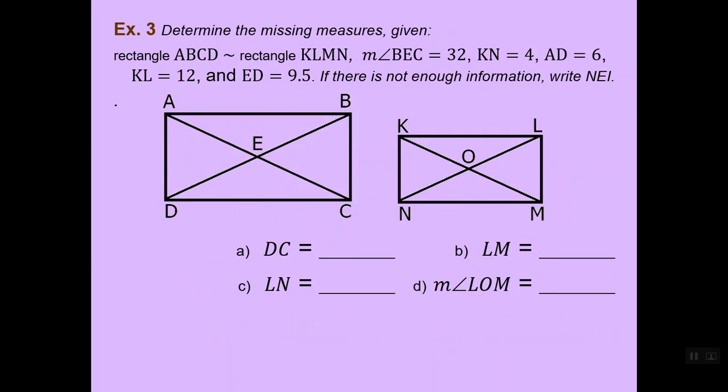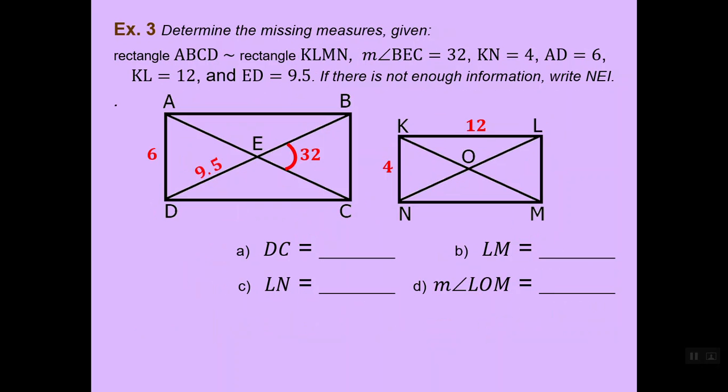All right, example 3. Here we're given rectangle ABCD is similar to rectangle KLMN. Let's go ahead and label what we know. The measure of angle BEC is 32. KN is 4. AD is 6. KL is 12. And ED is 9.5. All right. We need to figure out DC.